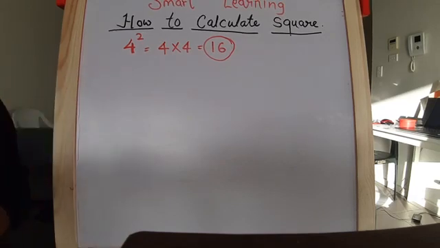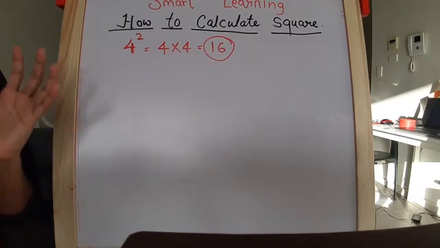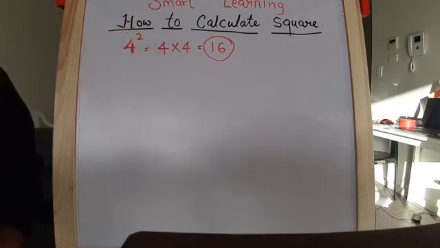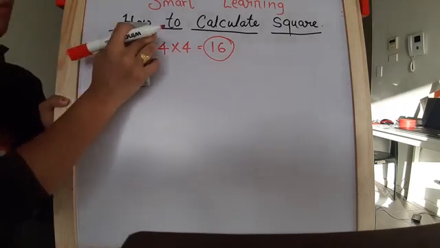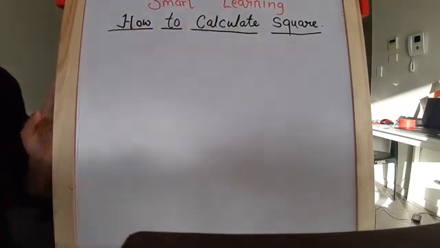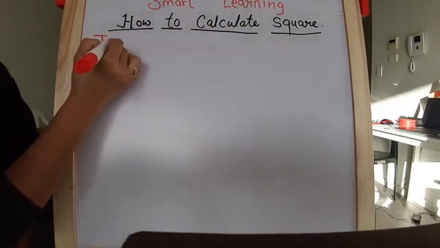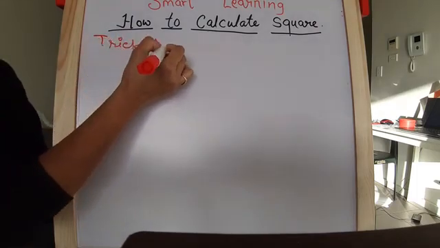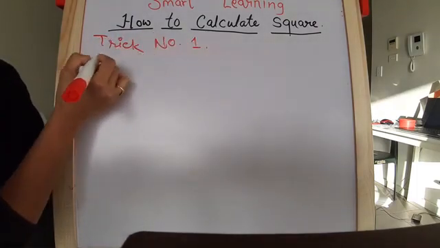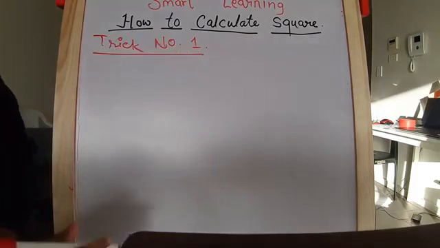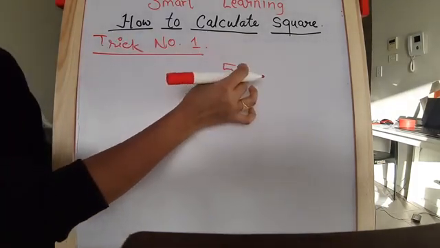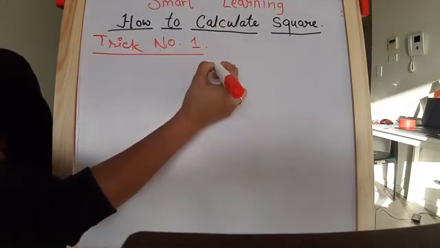Now there are so many numbers and there are so many multiplications, and it will make things very trickier. So to make it easy, I have a few tricks for you guys. Let's go one by one. Trick number 1. If any number has 5 at its end, suppose 25.